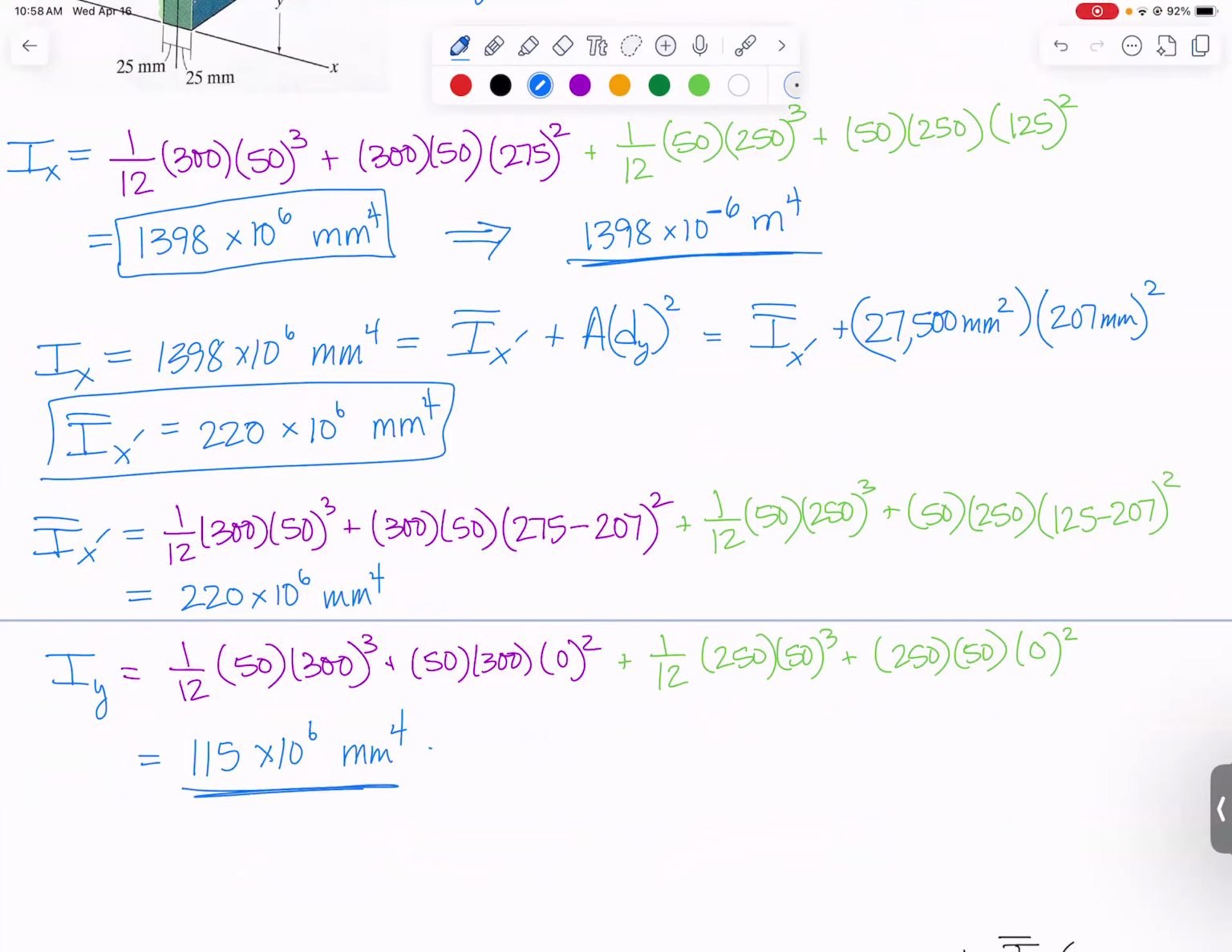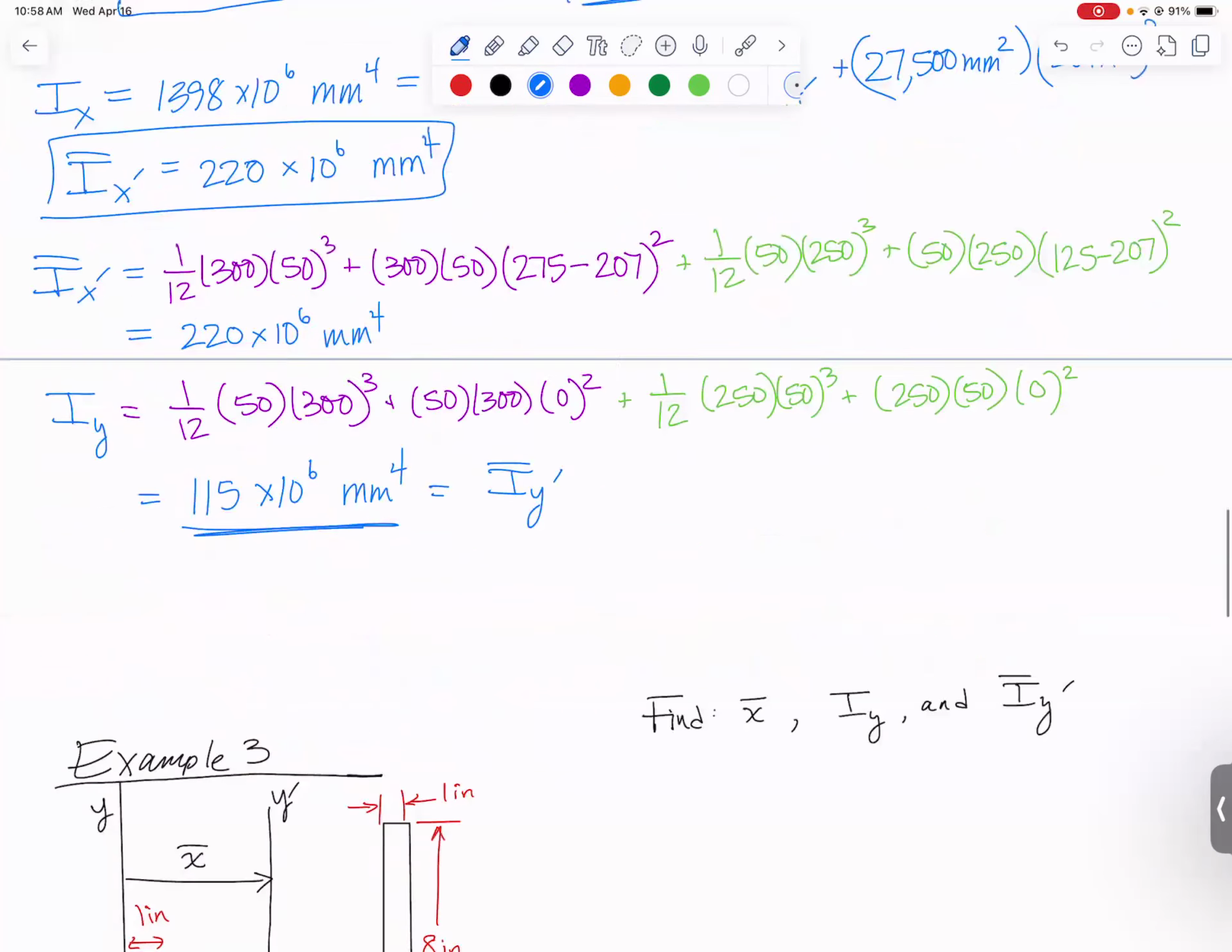And that happens to also be I bar y prime, because the y-axis already goes right through the centroid. So much easier when all of the axes line up. All right, one more problem.